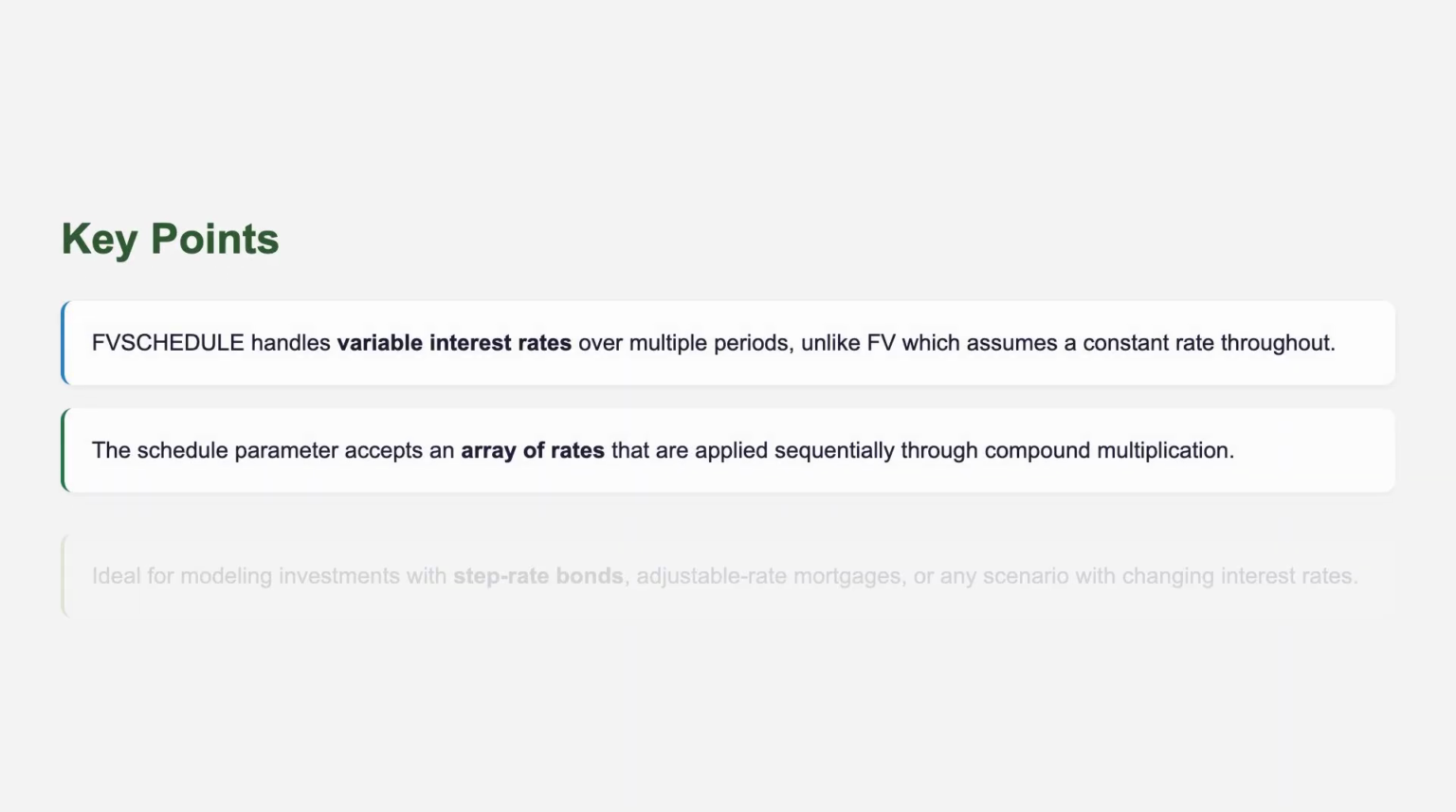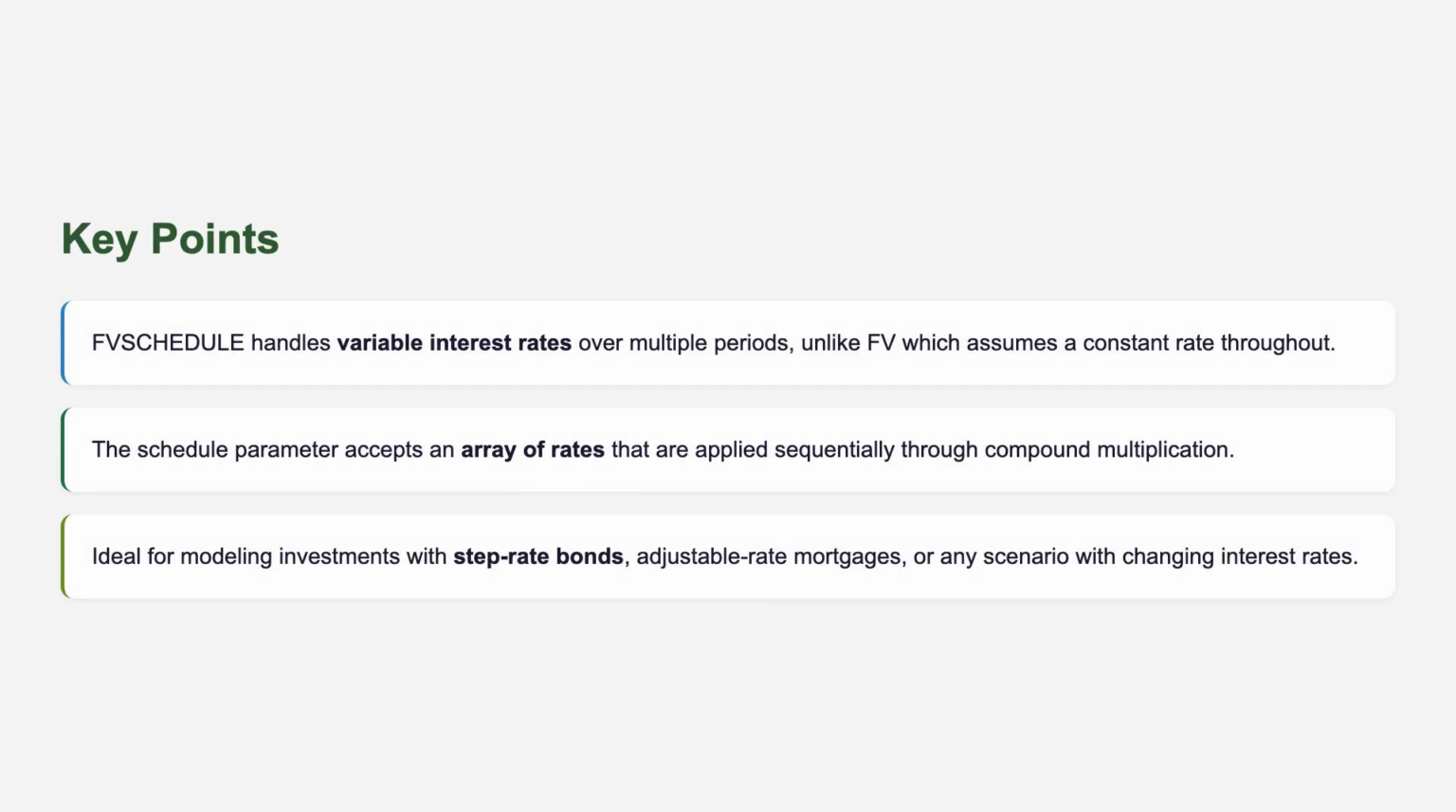Key points to remember. FVSCHEDULE handles variable interest rates over multiple periods, unlike FV, which assumes a constant rate. The schedule accepts an array of rates applied sequentially. It is ideal for step rate bonds and adjustable rate scenarios.